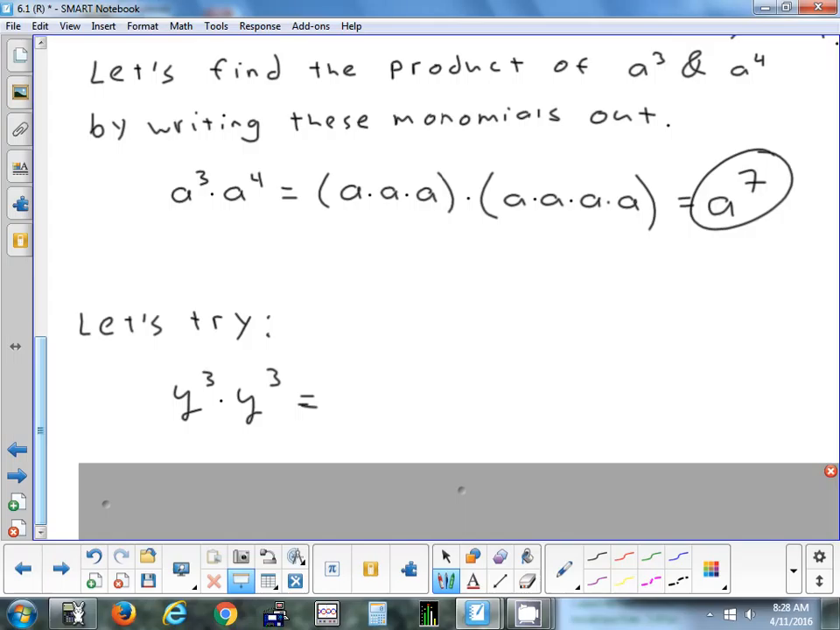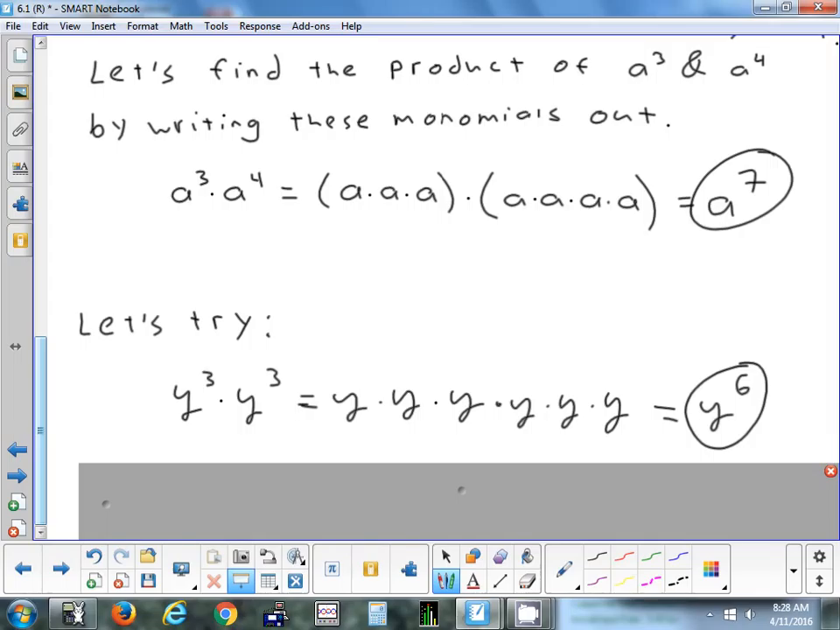What does y cubed mean? Y to the 6th power. The first one means you have y times y times 3 more, y times y times y. And now if you look at how many y's you have, how many? 6. So how do you think we would write that one? Y to the 6th. That's where you add your exponents.